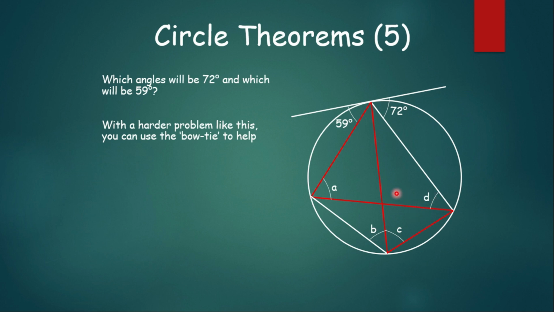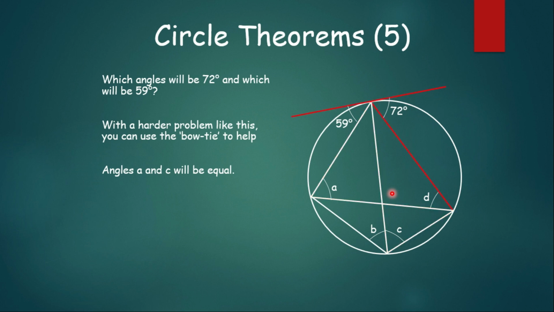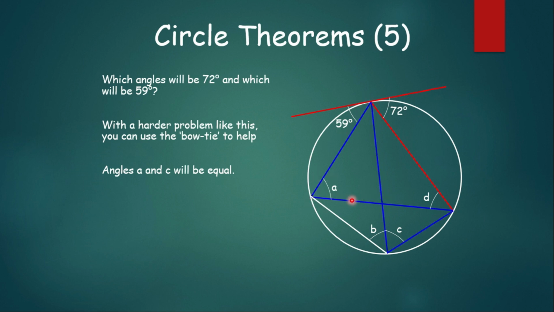So let's continue. Now, still applying the theorem, this is a tangent to this chord, and the angle formed there is 72 degrees. What is the alternate segment? The alternate segment is formed at A. Therefore, angle A is equal to 72 degrees. So if A is equal to 72 degrees, then C will also equal 72 degrees. Just as simple as that.